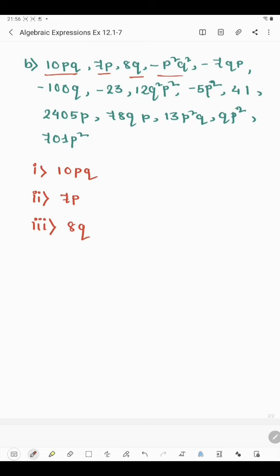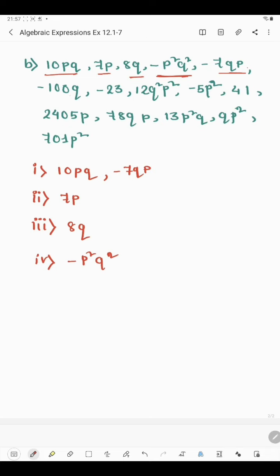Next we have p square q square minus p square q square. This term also we have not got. Means the same variable we have not got yet, right? So we will have to write this separately. Now minus 7qp. qp and pq are the same. So we have got the similar variable here. So we will write minus 7pq, that means qp, with 10pq.